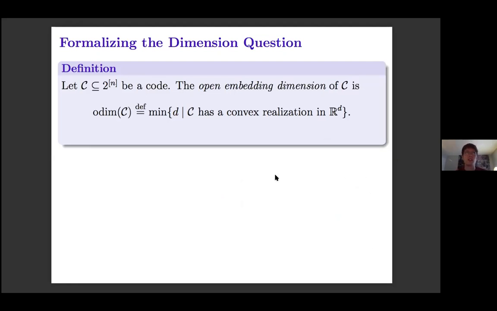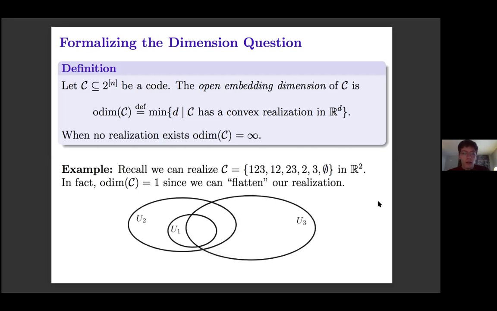Of course, if I can find a realization in R^d, I can find it in a higher dimension just by taking cylinders over the sets that I have. But as we saw, we might not be able to go all the way down to R1. And if I can't find a realization, I'll set this just to be infinity by convention. So this example we saw before, this one has open embedding dimension no more than 2, so I could find a realization in R2, but actually I could flatten all these sets to get a realization in R1. So this convex code we saw before has open embedding dimension equal to 1.